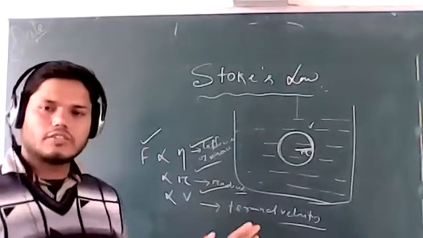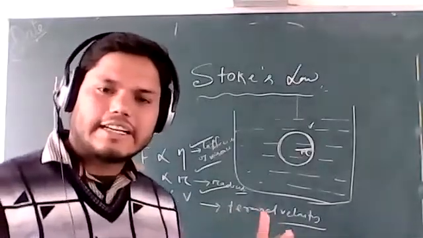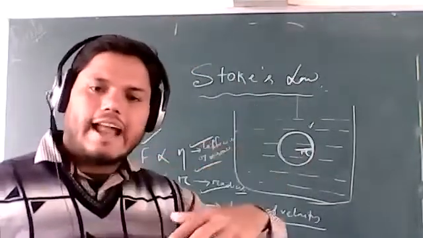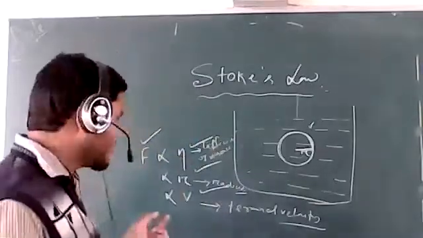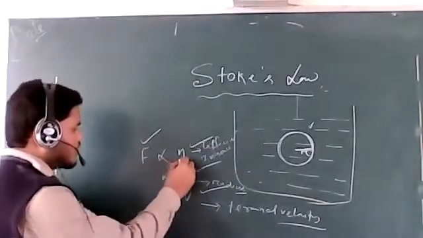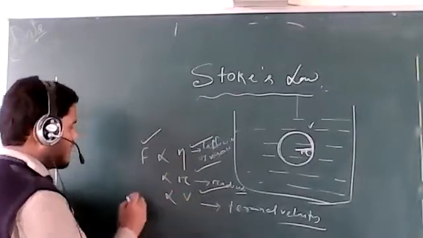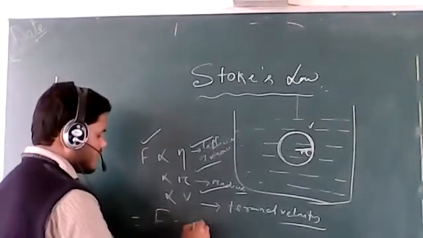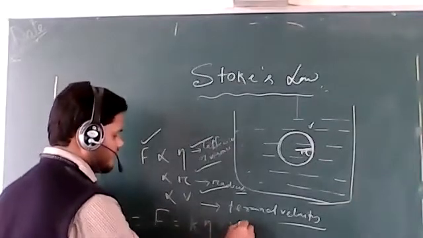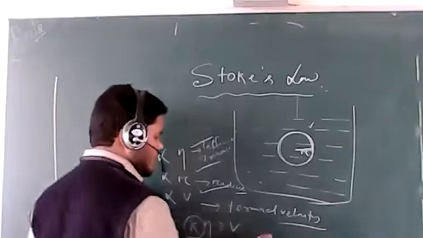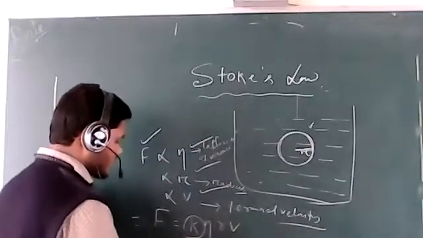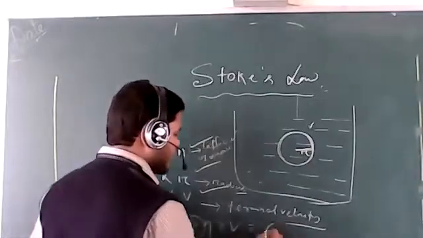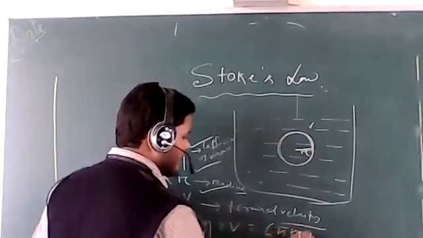According to Stokes, the viscous force acting on a spherical body falling in a liquid with velocity v and radius r is such that F is proportional to eta, to r, and to v. If we equalize, F equals some constant k times eta r v. That k is called the Stokes constant, and its value is 6 pi. I am writing here 6 pi eta r v.